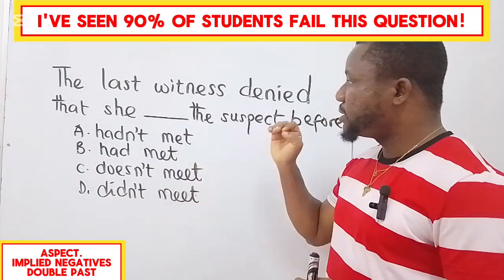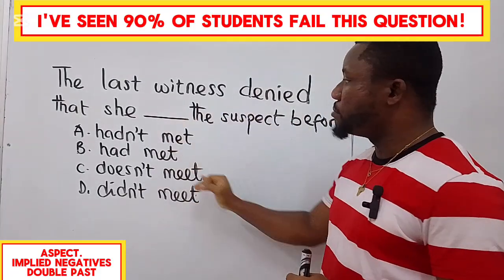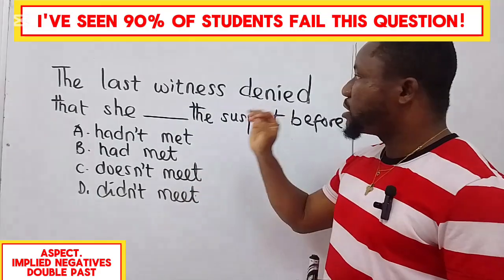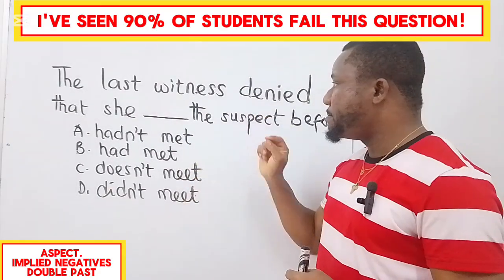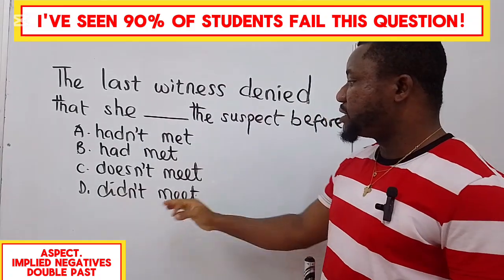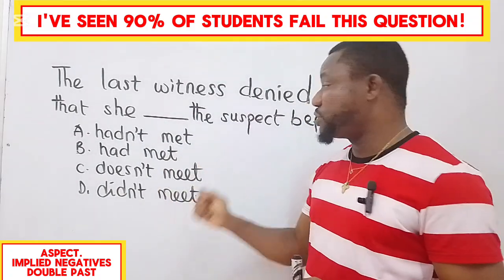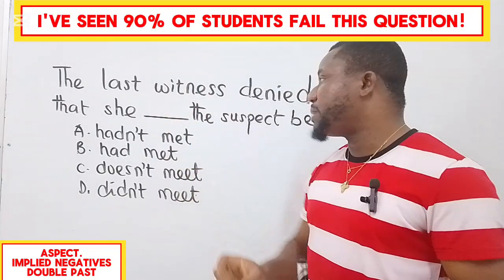Option A, hadn't met. The last witness denied that she hadn't met the suspect before. B, had met. The last witness denied that she had met the suspect before. C, doesn't meet, and D, didn't meet. These are the options we're going to use. It's from these options we're going to be choosing the answer to fill in the blank.